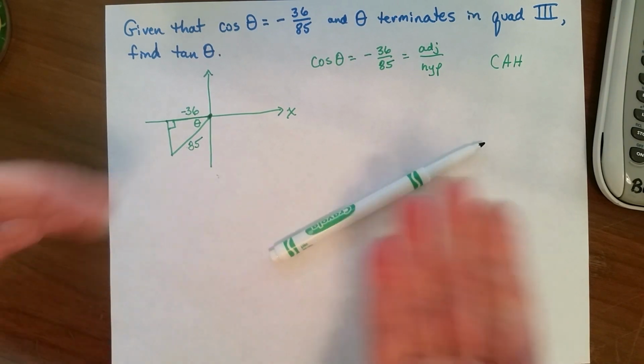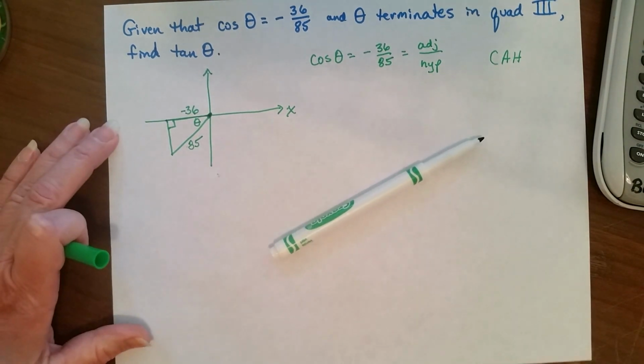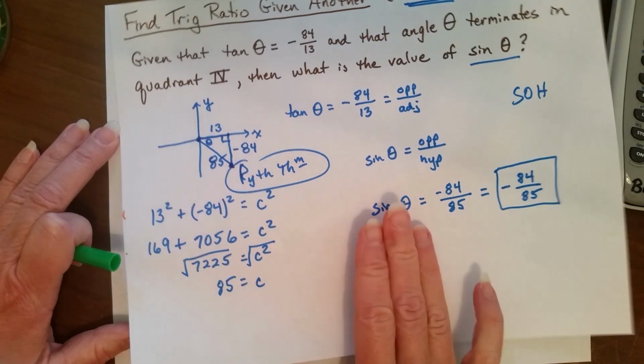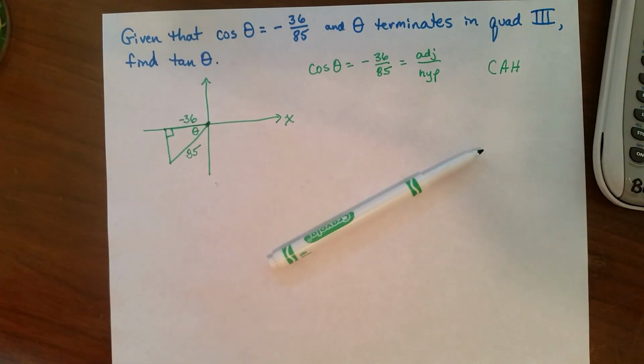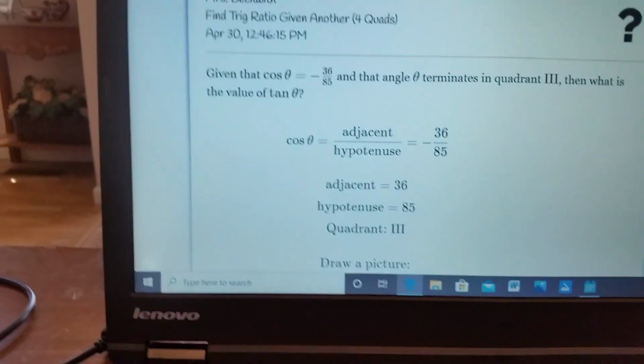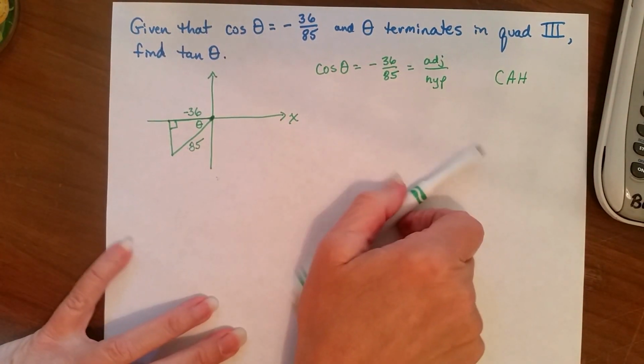Okay, now it's purely coincidence that the hypotenuse is 85 here and it was also 85 there. That's just purely coincidence. I just pulled this one up right off of Delta Math right there. Okay, let's go back here and complete the problem.